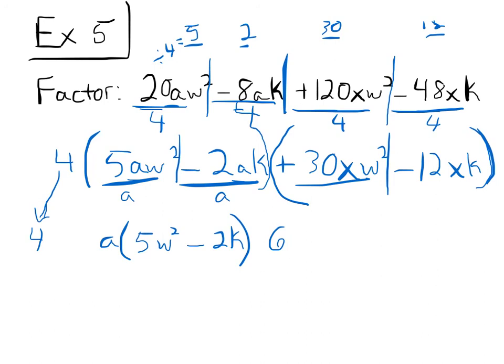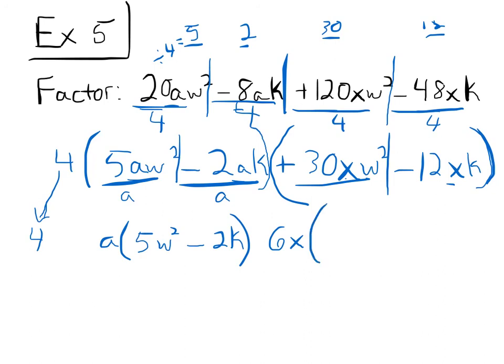But I would always start with your smaller number. 12 doesn't go into 30. So what's the next biggest factor of 12? Well, that's 6. So then see if 6 goes into 30, and it does. And then another common factor is this x. They each have an x.